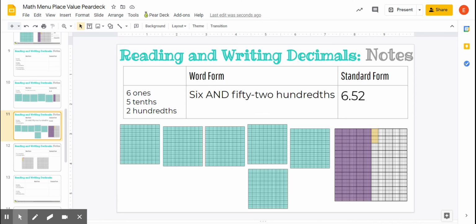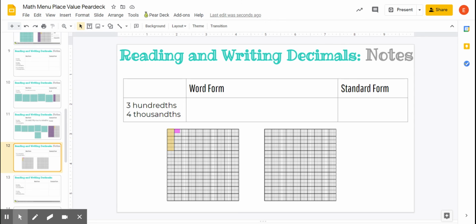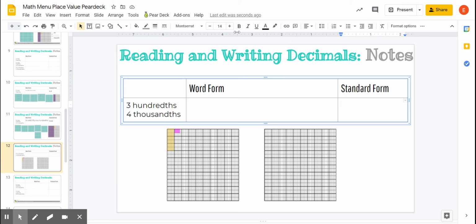And this one is taking us all the way to the thousandths. In this one, it just says 3 hundredths and 4 thousandths, right? So if we're taking a look at what this would look like in standard form, we'll start there. Do I have any ones? No, I don't. So I'm going to use a placeholder in the ones place. Then I have my decimal point to show that we're getting into parts of a whole.